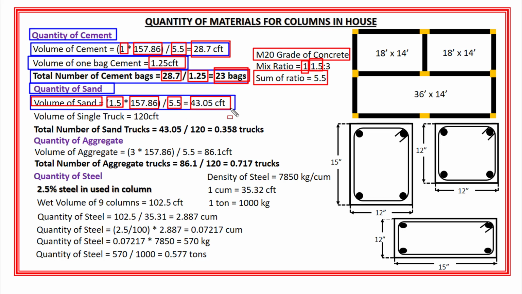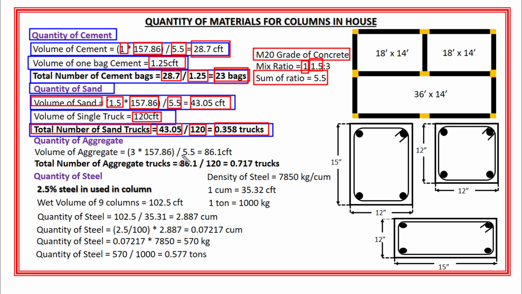Okay. Now for the number of sand trucks, I will need the volume of a single truck, right? And let's say that the volume of a single truck is 120 cubic feet, right? So the number of sand trucks is equal to 40.05 cubic feet, which is the volume of sand, divided by 120 cubic feet, which is the volume of a single truck. And the number of sand trucks will become 0.358 trucks.